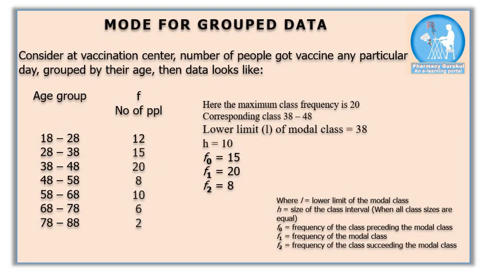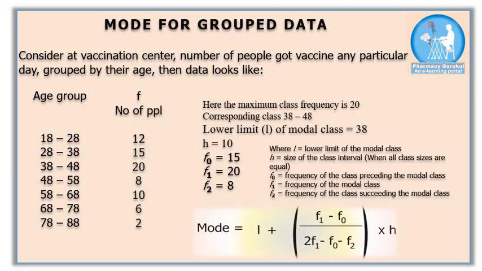The lower limit of the modal class is 38, F0 equal to 15, that is the frequency of the previous class, and F1 equal to 20, the frequency of the modal class, and F2 equal to 8, that is the frequency of the succeeding class. I am leaving the calculation part for you. Please calculate and show your answer in the comment box.